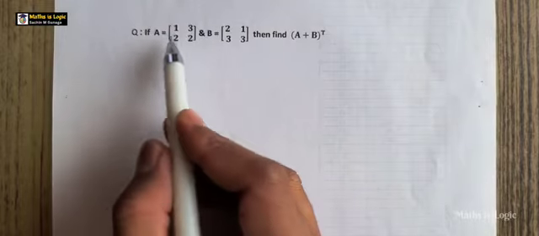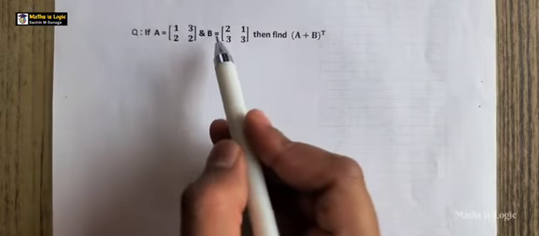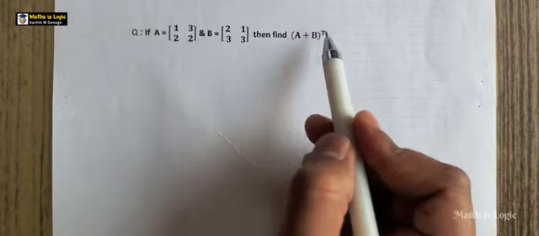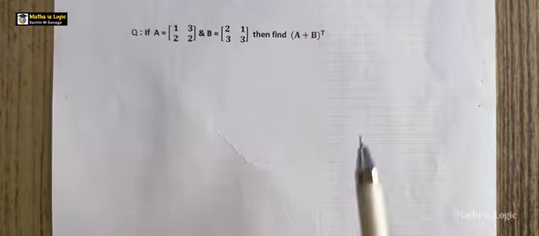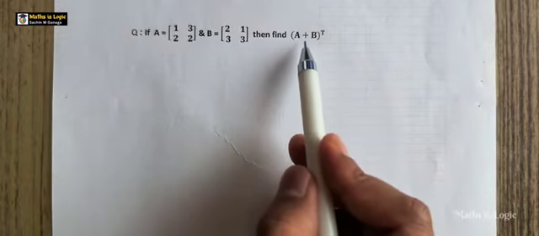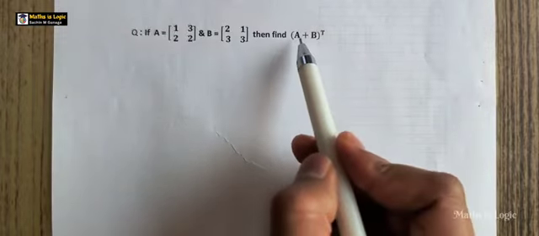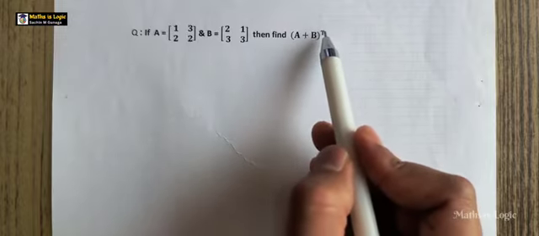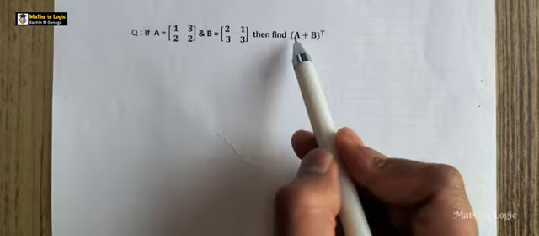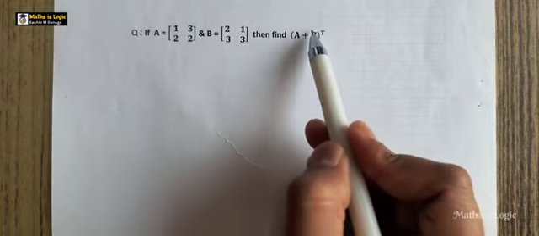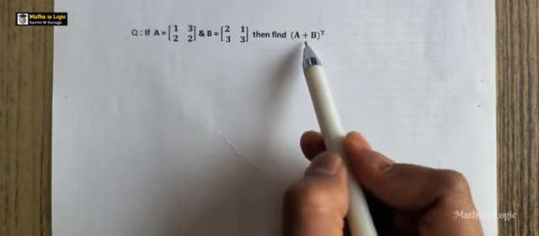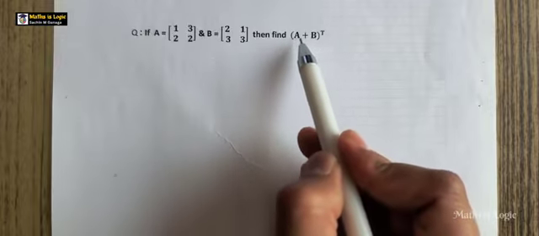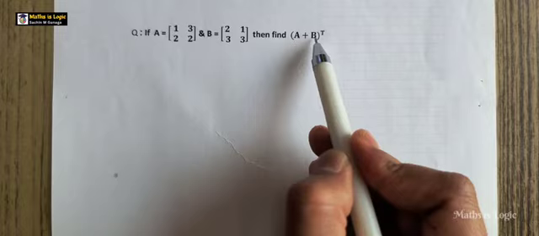Next question, if A is equal to 1 3 2 2, B is equal to 2 1 3 3, find (A plus B) whole transpose. So if you observe this example, here we need to find (A plus B) whole transpose value. That's why before taking the transpose, first we need to find out the inside value. What is that inside value here? A plus B, because we don't know A plus B value.